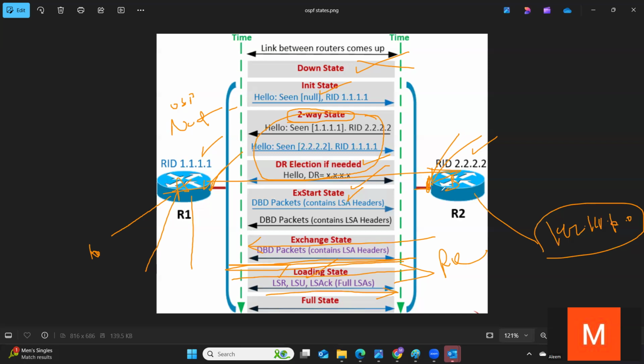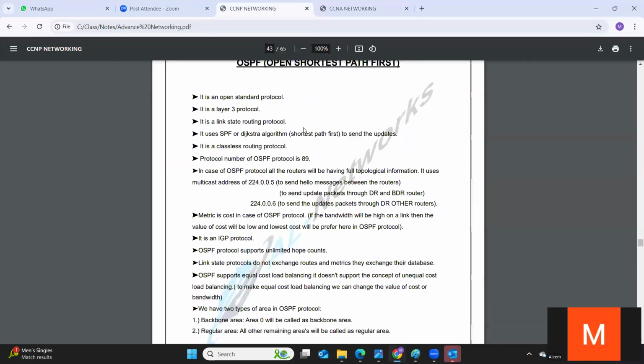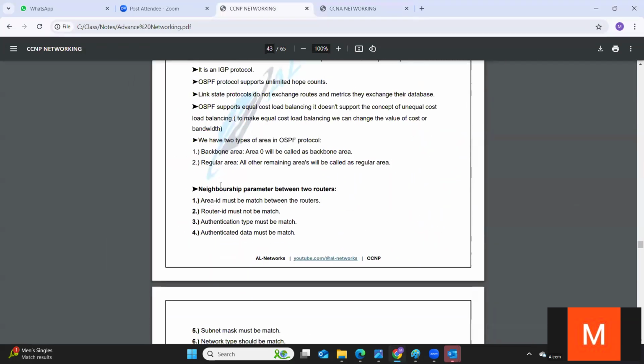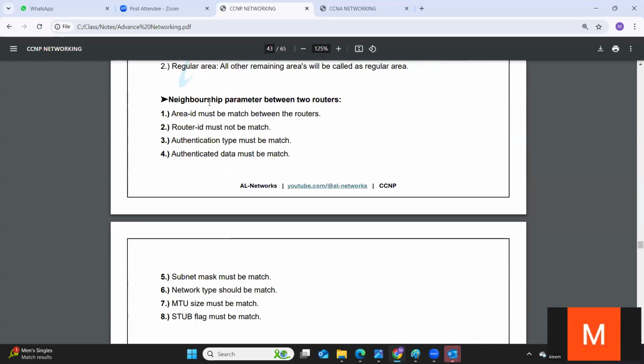After they share everything together, it will move to the full state. The neighborship will form successfully. So how will the neighborship form? Some criteria and requirements are there. What those requirements are, we'll discuss now. For neighborship, we have some must-match requirements, the neighborship parameters between two routers.